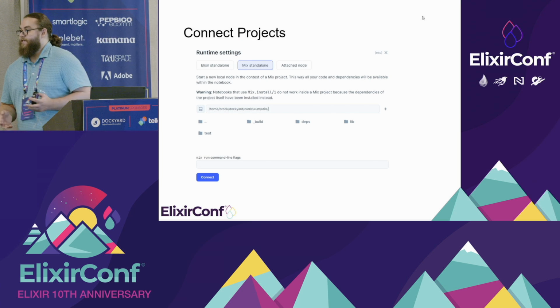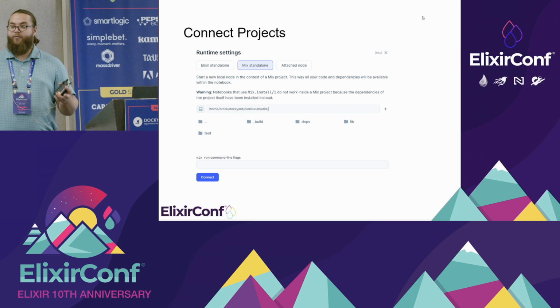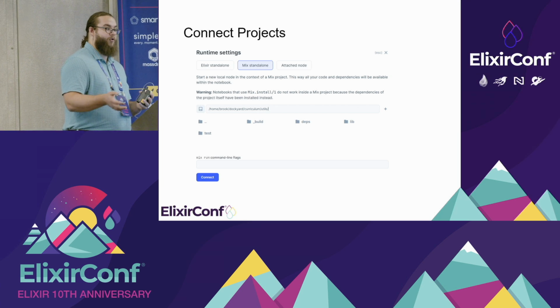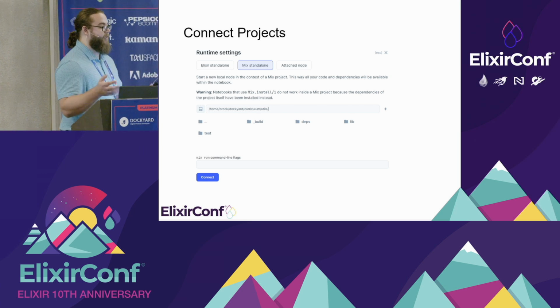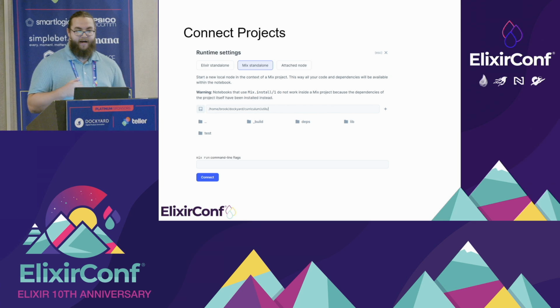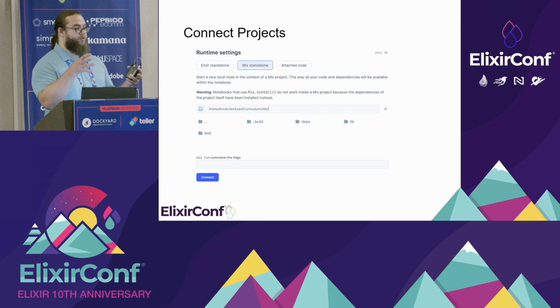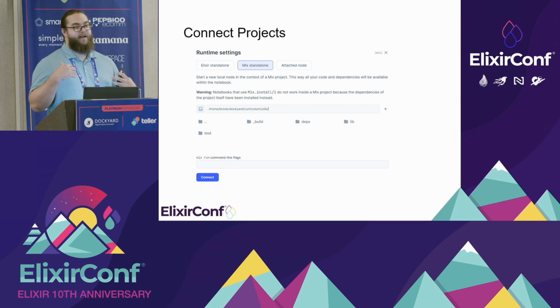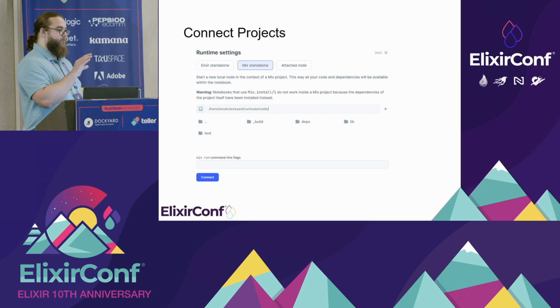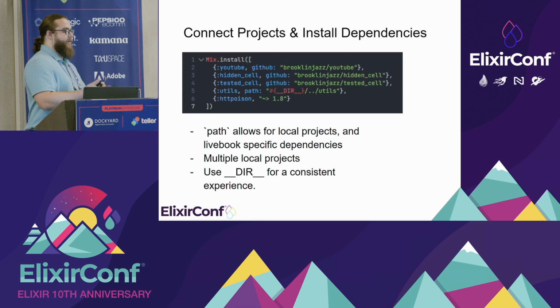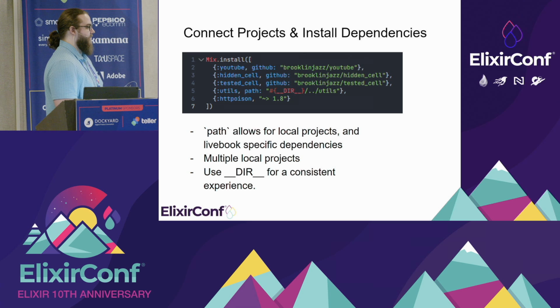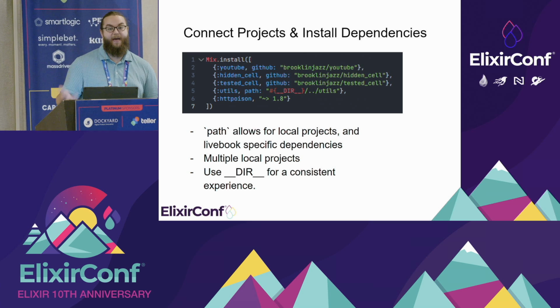One of the common ways of running Livebook is connecting your project directly using the runtime. So by default, it's just going to be using Elixir standalone, kind of the core Elixir. But if you want, you can connect it to another project and have access to all of the modules that are part of that project. Now, I think that's one of the more common ways of running it, but I've actually run into a lot of problems with that. And one of the problems is that once you've connected your project, it's not easy to install additional dependencies.